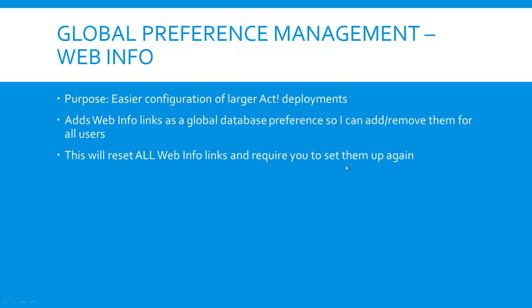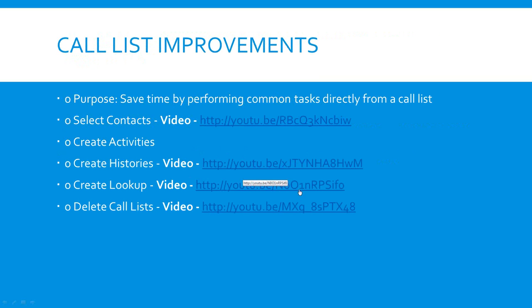Global preference management, we talked about that. So for larger ACT deployments, Web Info, there are preferences that are moving inside of the database itself, at the server instead of on the individual machine, and so that's really going to be helpful for bigger groups. What you're going to see though, if you update, is that you might have to reset some of your preferences. So it might seem annoying at the beginning, but gradually when this is done, it'll make administering a database a lot better. So we talked about this already.